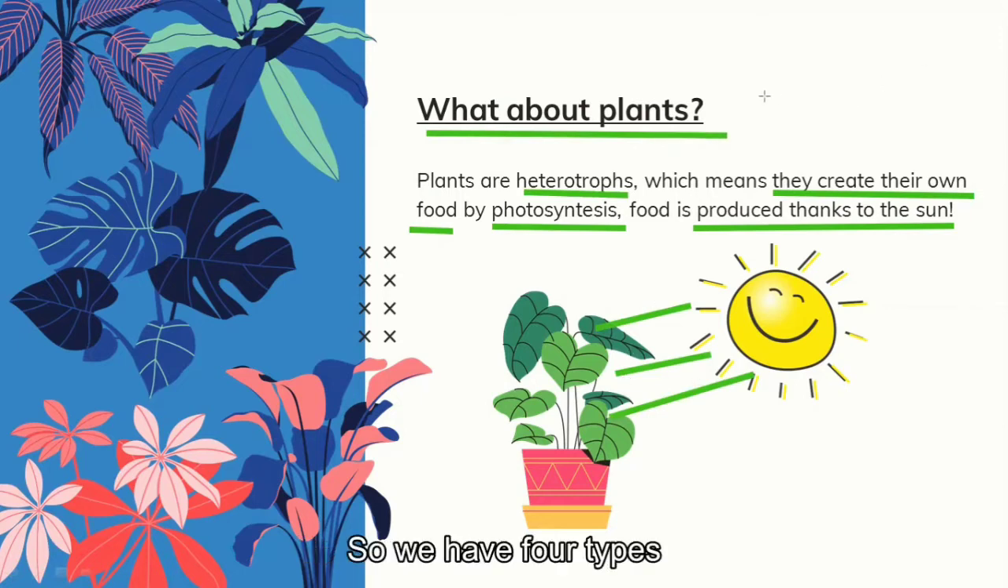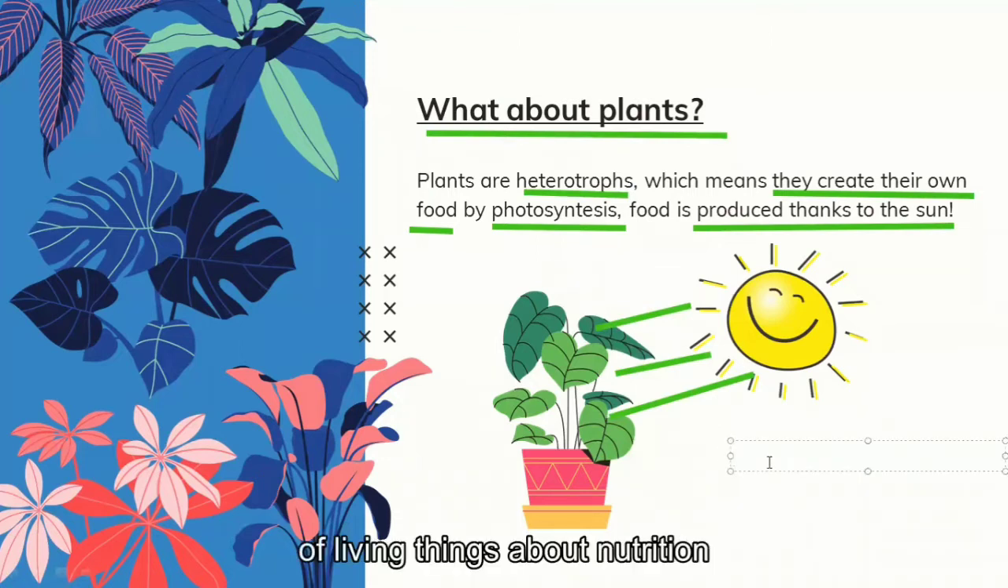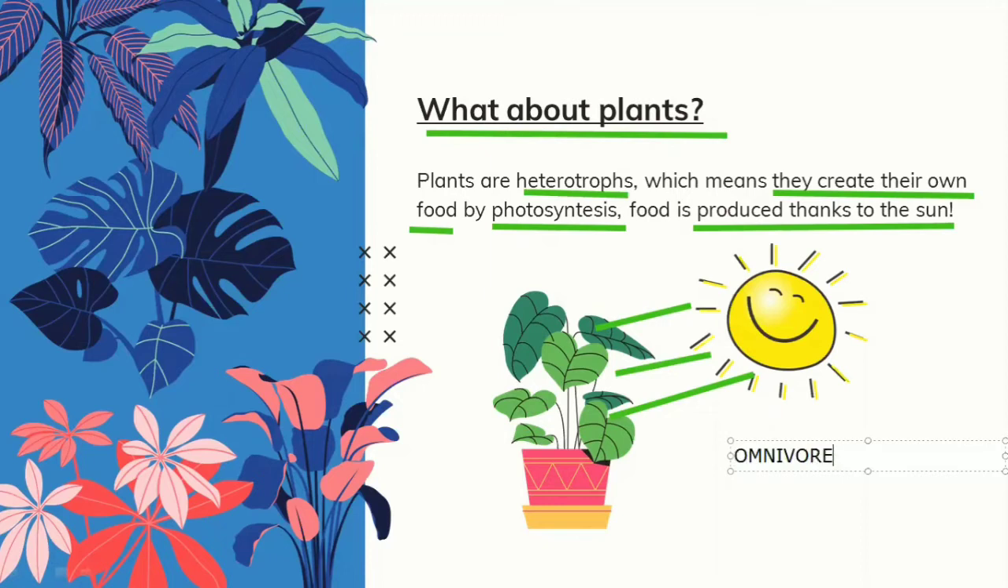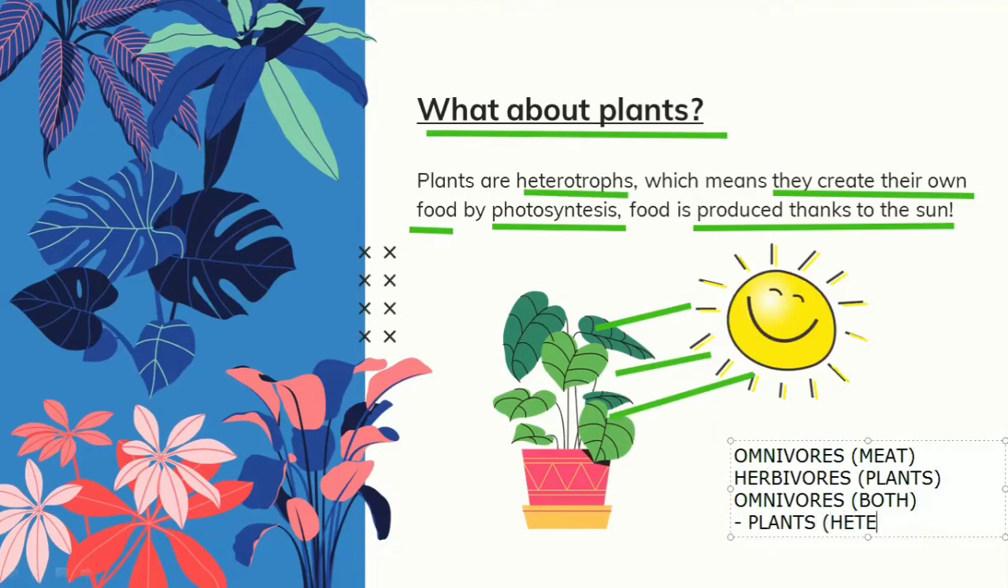So we have four types, sorry, of living things in terms of nutrition. We have carnivores with meat, we have herbivores with plants, and finally we have omnivores with both meat and plants. And as a special case, we have the plants, who are autotrophs. That's what it means.